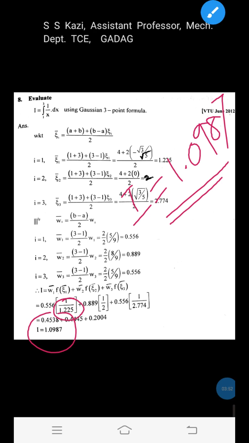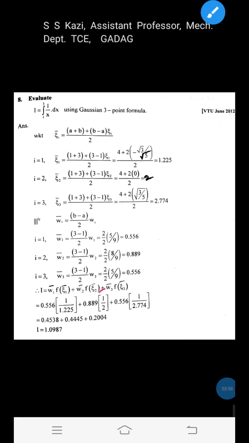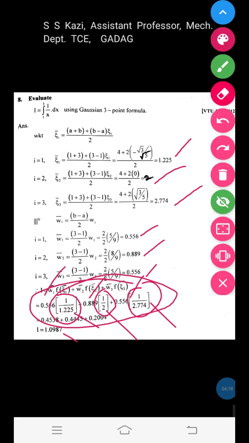1 by x can be written as 1 by zeta 1 bar, 1 by zeta 2 bar, and 1 by zeta 3 bar, where zeta 1 bar is 1.225, zeta 2 bar is 2, zeta 3 bar is 2.774, and w1, w2, w3 bar you substitute as per the given values, and if you calculate, we will get I is equal to 1.0987.